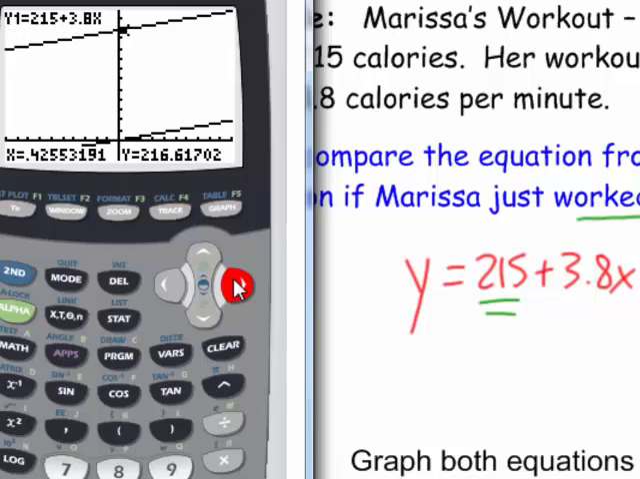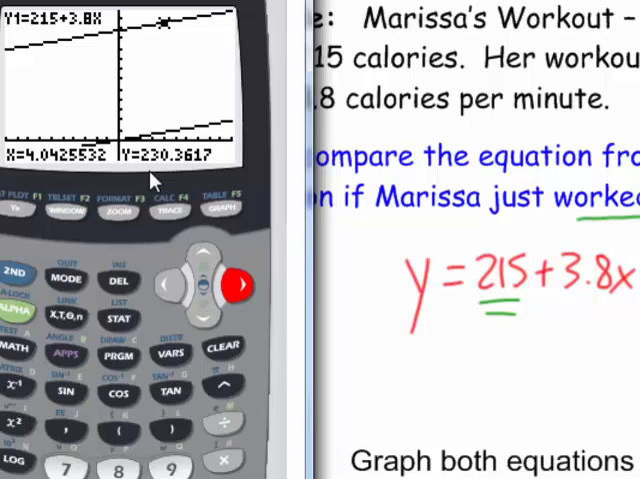And I can scroll right and left to see, like if I went over to here. Let's just move over right here. X is 4. What does that mean, X is 4? Well, that means 4 minutes, right? That's what the X represents here. So in 4 minutes, she's burning 230 calories.